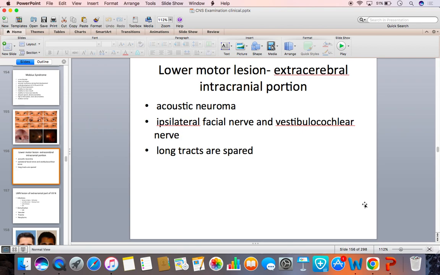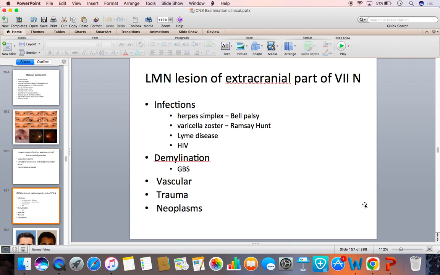due to acoustic neuroma in the intracranial but extracerebral segment of the facial nerve before it enters the temporal bone. Then comes the lesions of the extracranial part of the facial nerve. That is, it goes through the temporal bone.